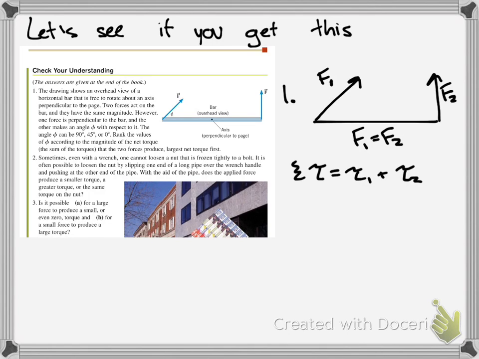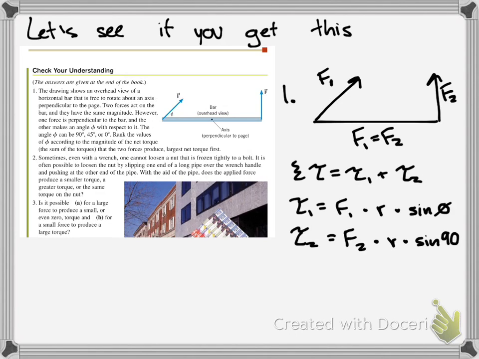So, let's say that torque 1 is equal to the force that's slanted, and we don't know what the theta is, and that torque 2 is equal to the perpendicular force, where we know that sine is 90. So honestly, we don't need to worry about the second torque in this problem. We just need to look at the first torque where we don't know what the theta is.